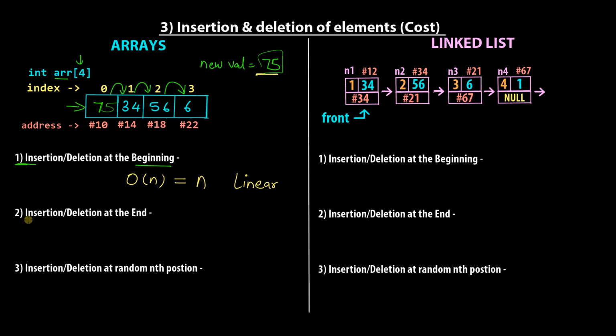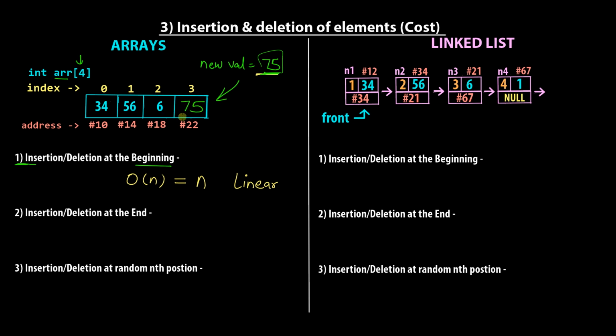Okay, so now let's talk about insertion and deletion at the end. So again, taking our very same example, initially let's say we have 34, 56 and 6, and we want to insert a new value 75. Now inserting and deleting at the end is very easy as long as you have memory space. Of course, if you don't have memory space, then that is a problem in array. But assume that we have memory space, you simply push that value at the end of the array.